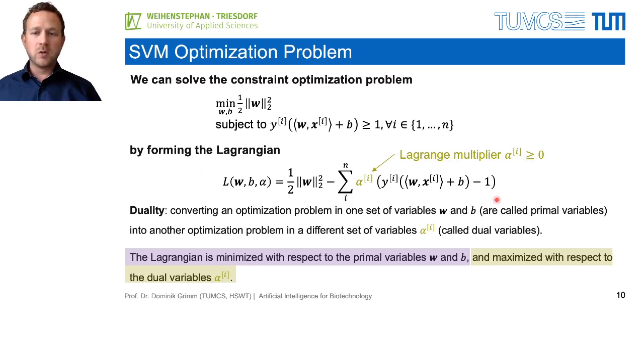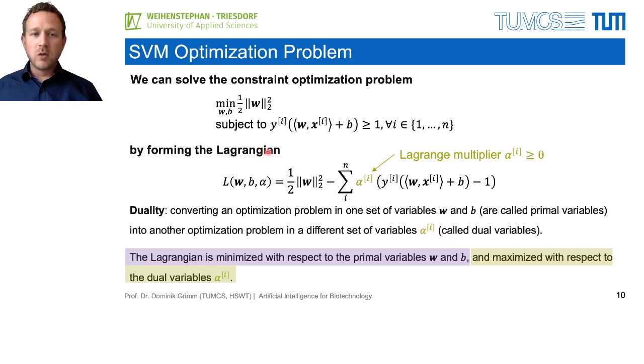Now I introduce you to something that you very often read when you deal with support vector machines: the so-called primal variables and dual variables. Duality is the thing when you try to convert an optimization problem in one set of variables, here w and b, which are the so-called primal variables, into another optimization problem in a different set of variables, our alpha i, which are called the dual variables.